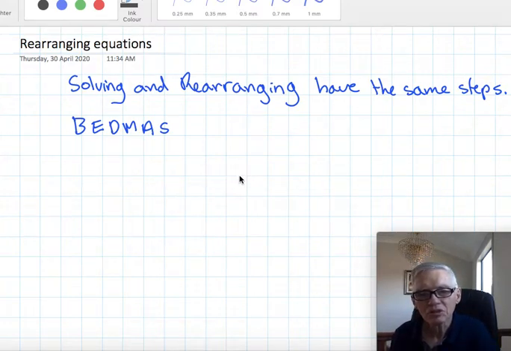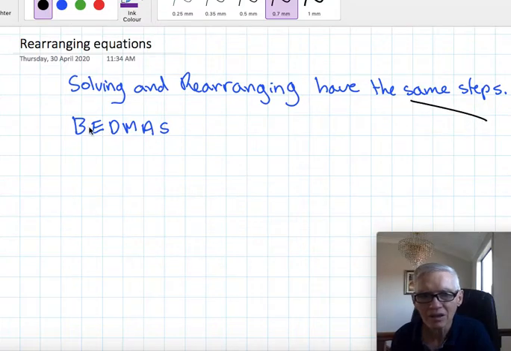We're going to do some solving and rearranging equations. Well, not solving, we're looking at rearranging, but they have the same steps. When you both solve and when you rearrange, the steps are exactly the same. So we use BEDMAS. Now you know what BEDMAS is. We normally do brackets, exponents, division, multiplication, addition, and subtraction, but when we solve, we work this in reverse. And when we rearrange, we again work this in reverse.